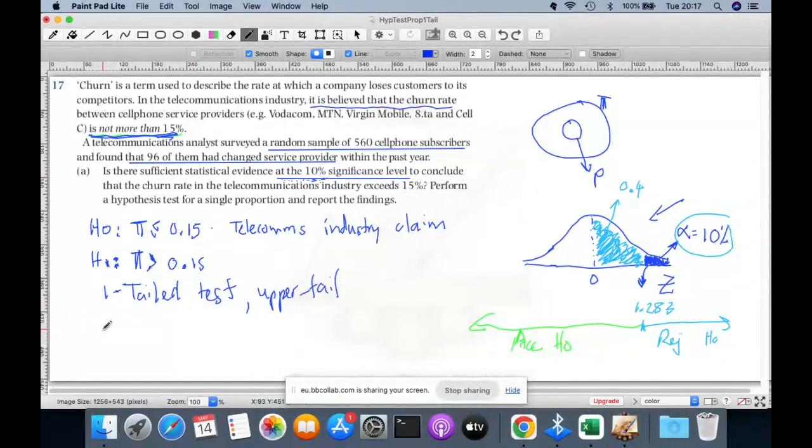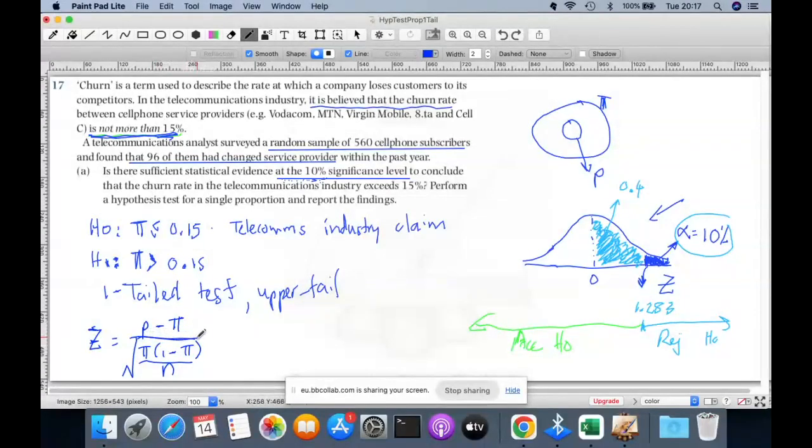All right, so the next step is to calculate the Z statistic. The Z statistic for proportions in your formula sheet is this. Now you need to relate Z to pi. If you look at your formula sheet, you have this formula: Z equals P minus pi, all over the square root of pi times 1 minus pi, all over n.